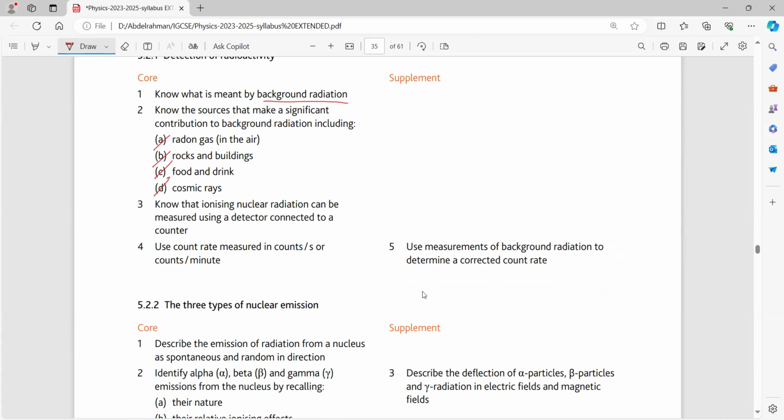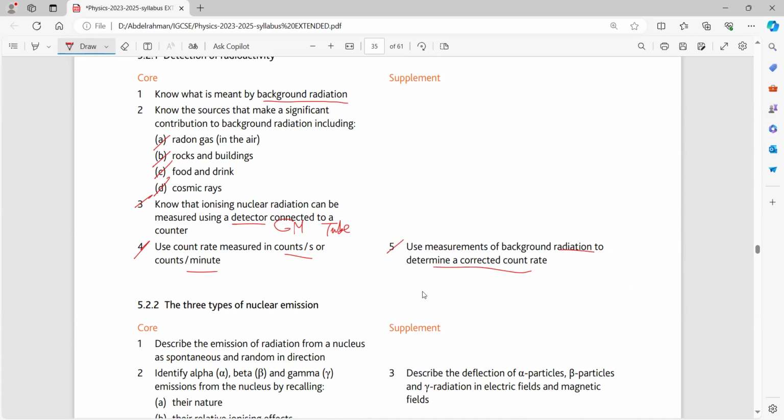We have a detector to detect this radiation. It's called the GM tube. This is the detector that detects the radiation around us. Use count rate measured in counts per second, or counts per minute. Use measurements of the background radiation to determine the corrected count rate. Yes, we know how to find the corrected count rate.